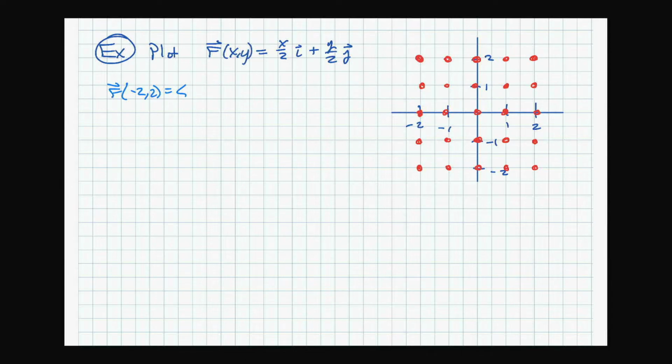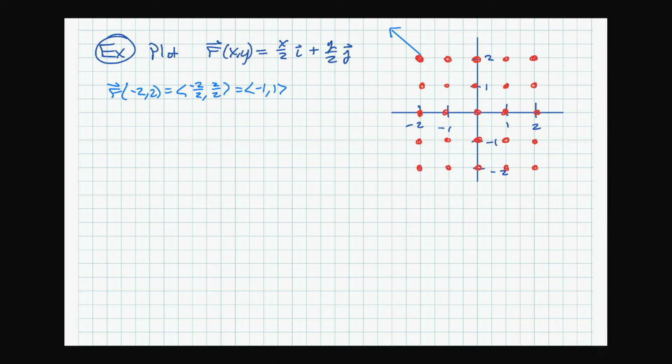I'm going to write it in this notation. So it's x over 2, -2 over 2, y over 2, which is 2 over 2. So that's -1, 1. Okay, so at this point right here, which is -2, 2, right? The vector is -1, 1, which is -1 in the x direction and then up. So this is actually pointing up like this.